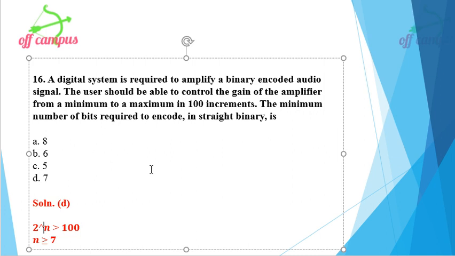If we use 2 power 6, the value is 64, which is below the given increments. It should be greater than the given increments. So 2 power 7 is 128, which is greater than 100. So n is greater than or equal to 7. The minimum number of bits required to encode is nothing but 7. Option D, 7 is the right option for this problem.